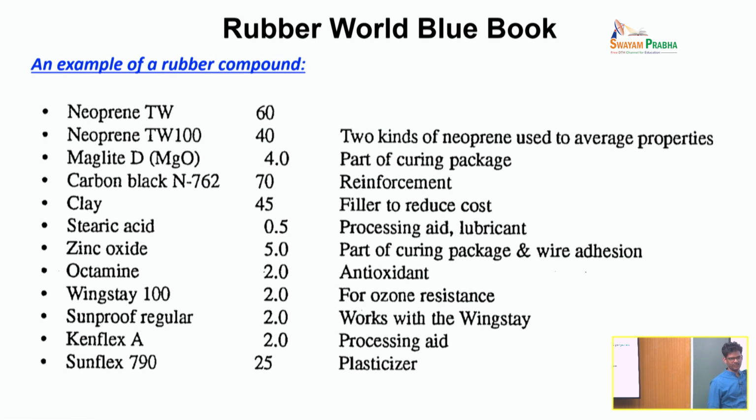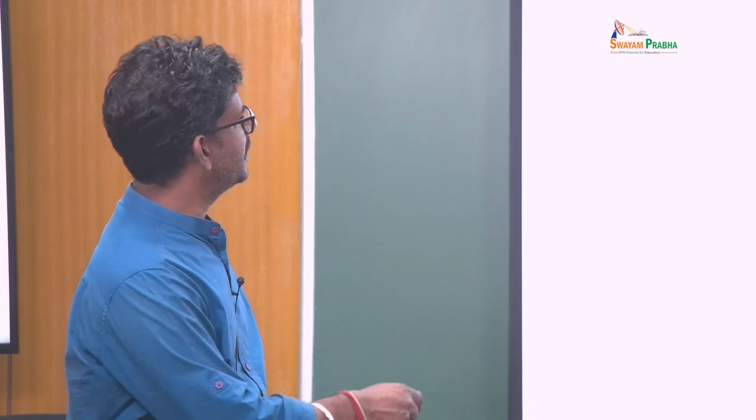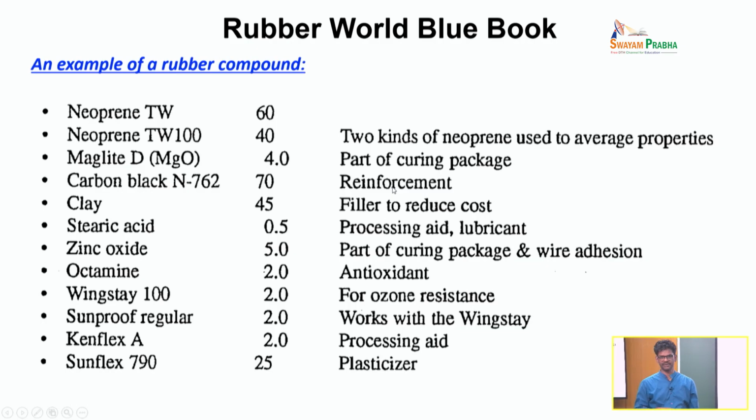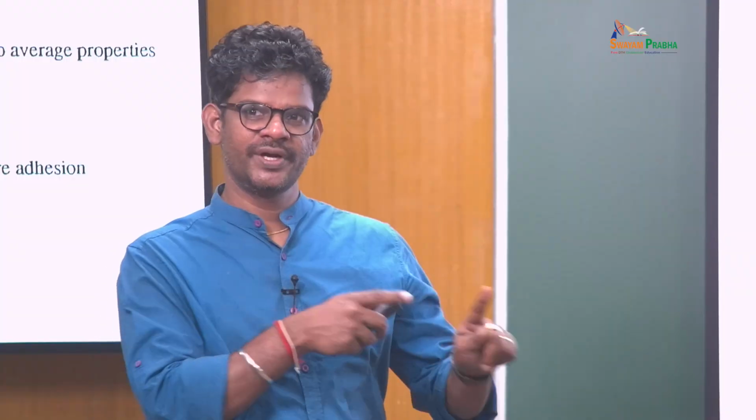Okay, so you should be able to buy with this index. You should be able to buy carbon black. That would have a particular particle size, particular properties, right? And you add that as a reinforcement to give toughness to the rubber. Then you add clay. Clay is added not for any functional role, but just to reduce cost.